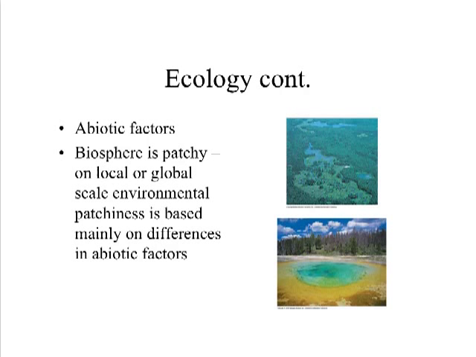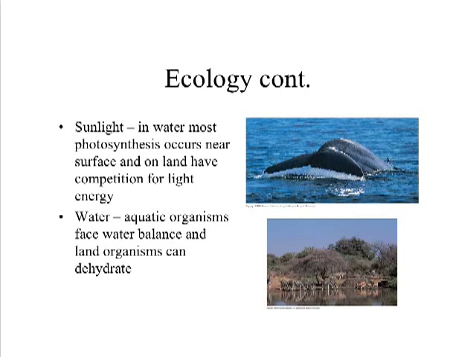So our biosphere is pretty patchy, based on local or global scale. It's based on different abiotic factors in the environment: how the temperature is, weather, what chemicals are in the area, that kind of thing. First abiotic factor that is important is sunlight. In water, most photosynthesis occurs near the surface, right? Because the sunlight can only penetrate so far into the water. And then on land, you definitely have competition for light energy.